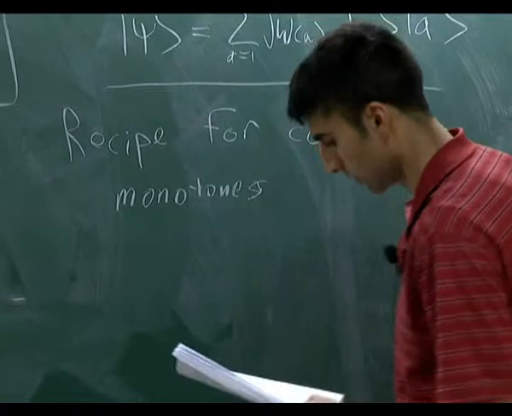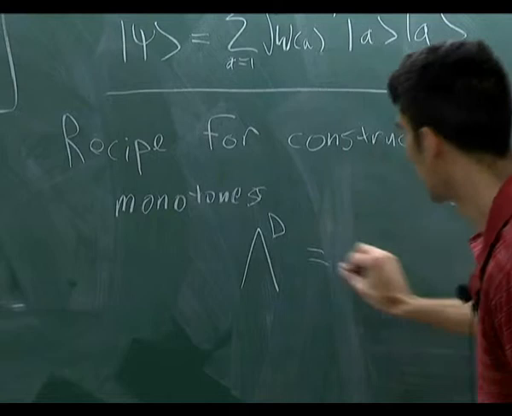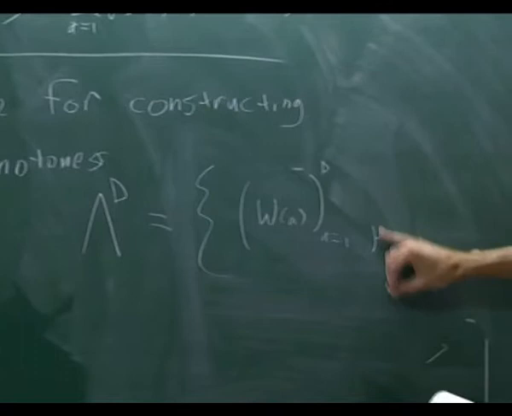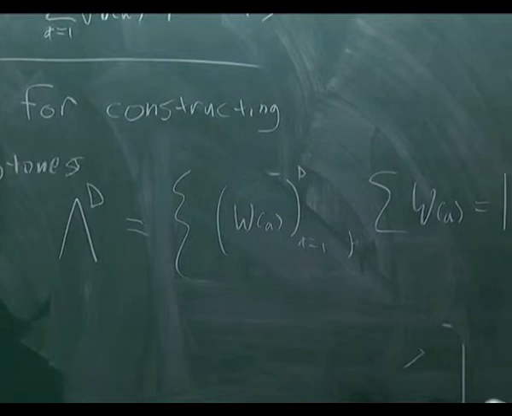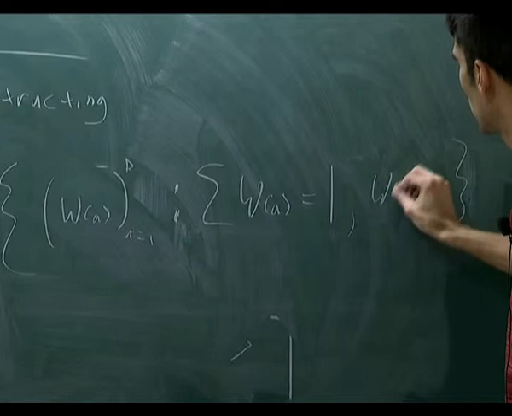So I want to say lambda D. This is just going to be the probability simplex. So this will be the set of all probabilities such that they sum up to 1, and of course, that they're non-negative. OK.